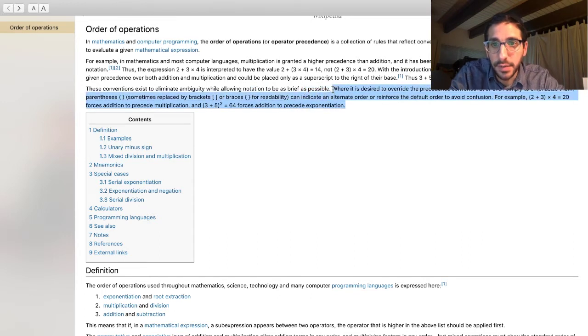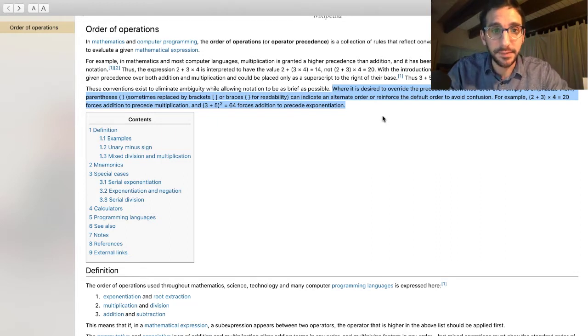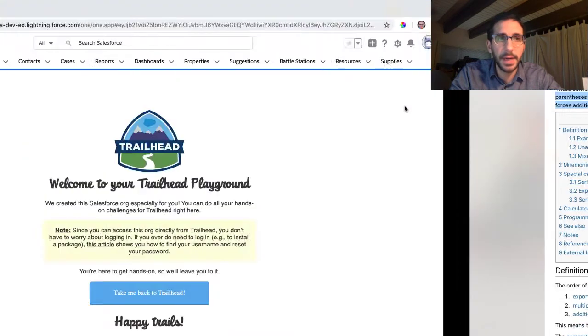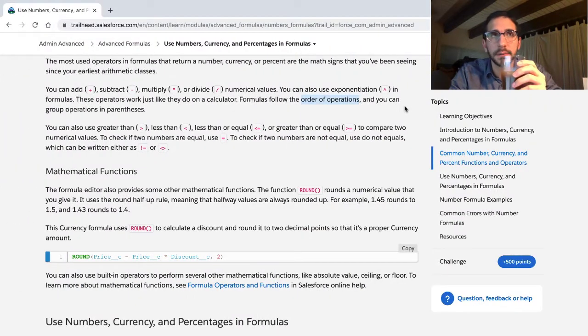Where it is desired to override the precedence conventions, or even simply to emphasize them, parentheses, sometimes replaced by brackets or braces for readability, can indicate an alternate order or reinforce the default order to avoid confusion. For example, (2 plus 3) times 4 equals 20 forces addition to precede multiplication, and (3 plus 5) to the second equals 64, because then you get 8 times 8, forces addition to precede exponentiation. So it's sort of like a base way of operating, and then the parentheses override those rules.